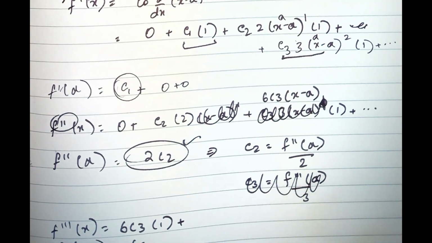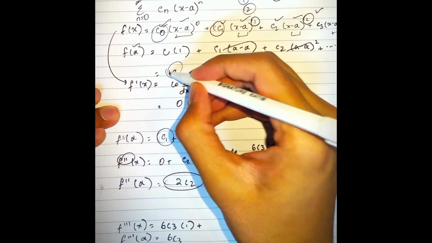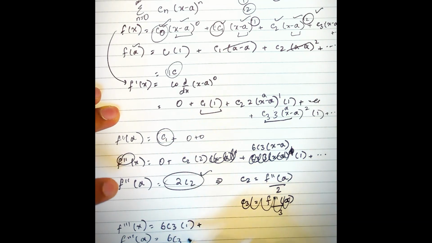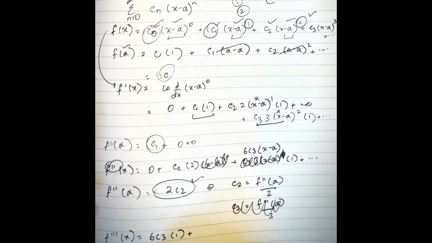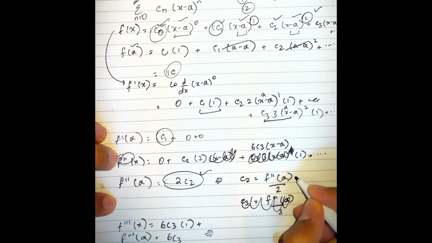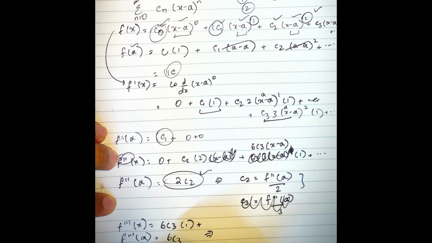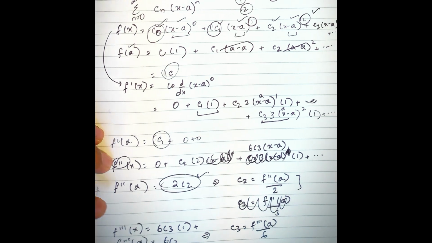Okay, so now we can see a pattern. First of all, we were having only one c1, and then we are having 2c2, then we have 6c3. So we can see a very definite pattern over here. Now we can also derive this thing. Just like we did over here, we can write c3 would be equal to f third derivative with respect to a divided by 6. So we can simply divide 6 on both sides.